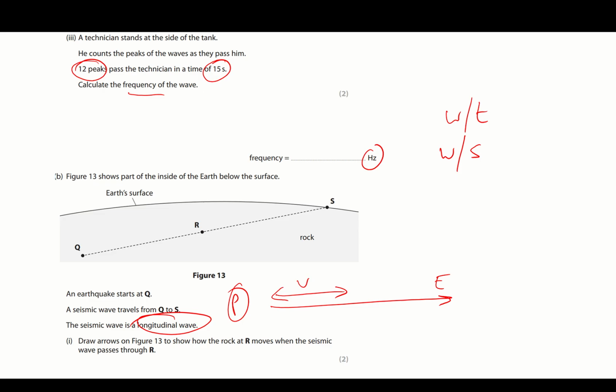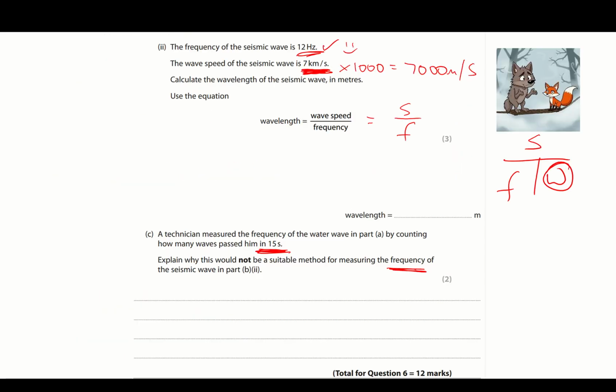This seismic wave's at 12 hertz. It's vibrating 12 times a second. There's no way I'm counting that. Even if you're a Fortnite ninja, you're not counting that. So that's the basic idea. These waves are too frequent to count. That's going to be a mark.